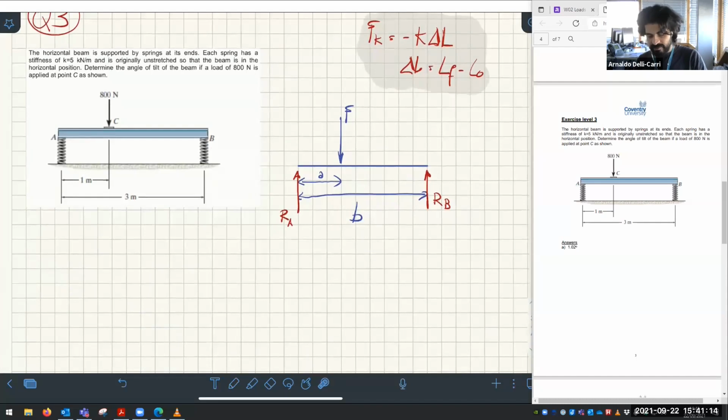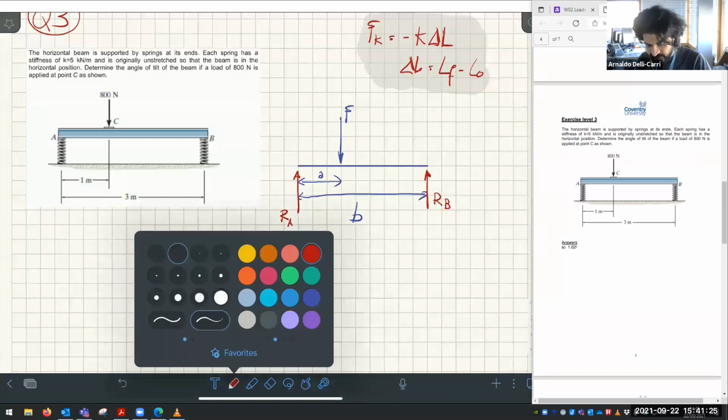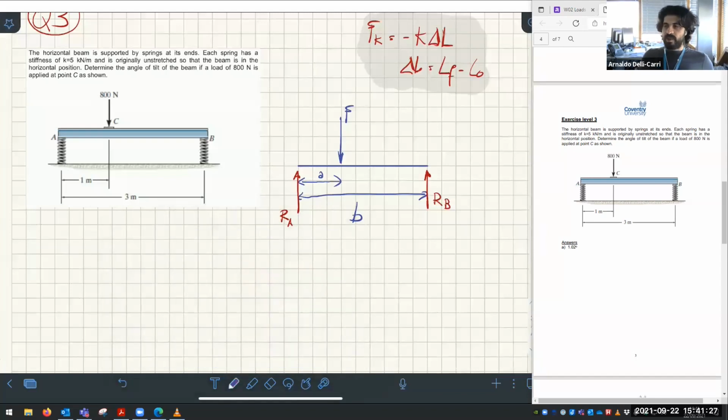Now I know this is the active force, so the two reactions must be opposite to that because they want to oppose the active force. That's the idea. So how many equations do I need? Do I need all three equilibrium equations? You all say we need three. I disagree, but let's check.